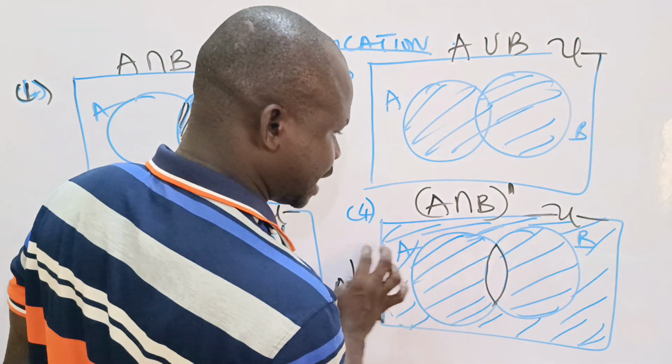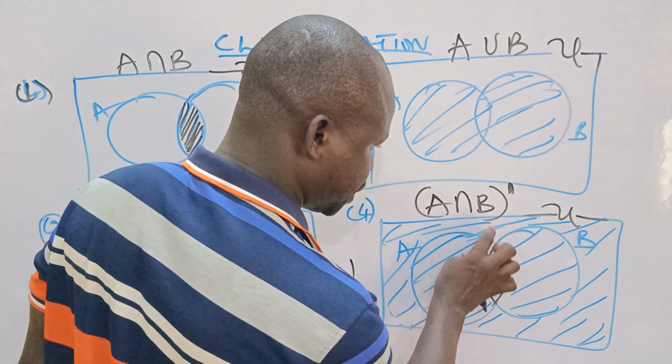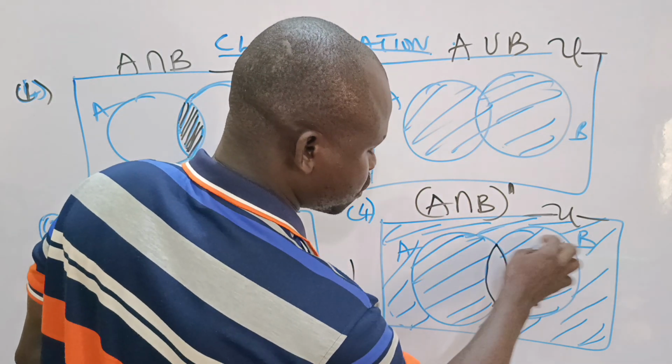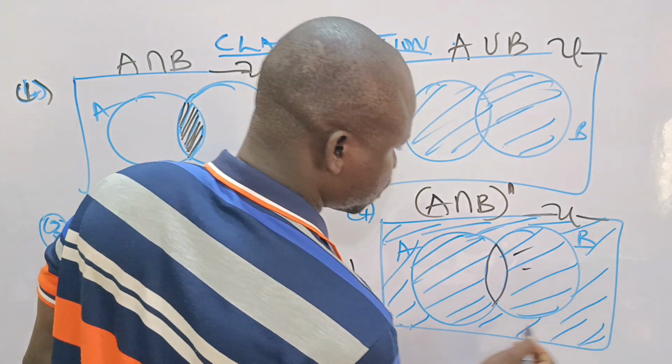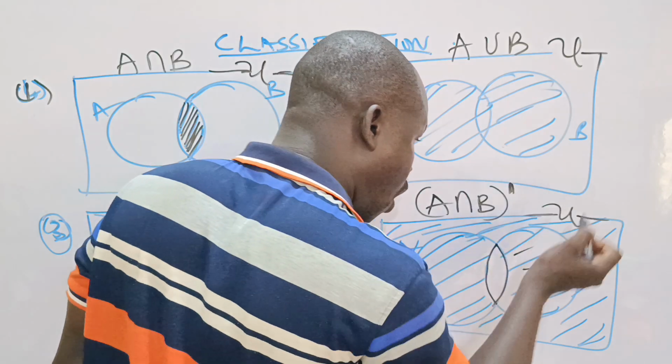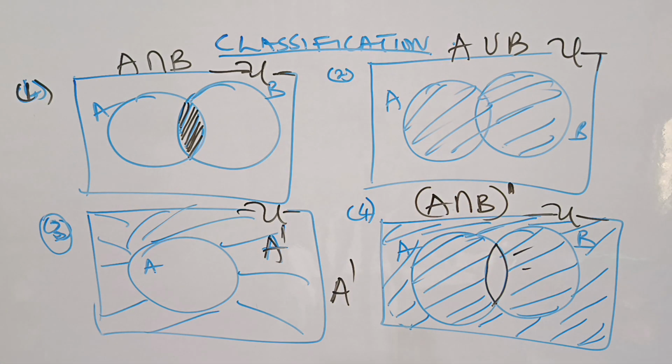Every other thing outside the A intersection B, where we have all this shaded portion, simply means A intersection B, all complement. Complement simply means the elements in the universal set that are not in that set. And in that fourth diagram, that is what we are going to have. Of course, all these examples under this classification are just when we have two sets. We can have more than two sets.